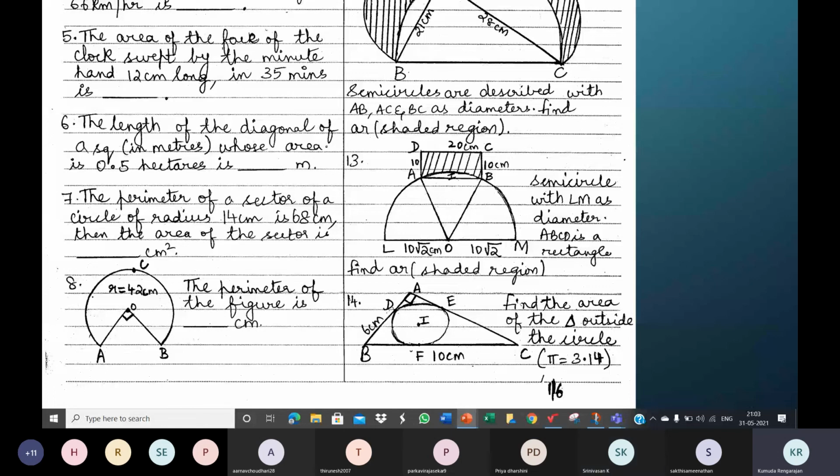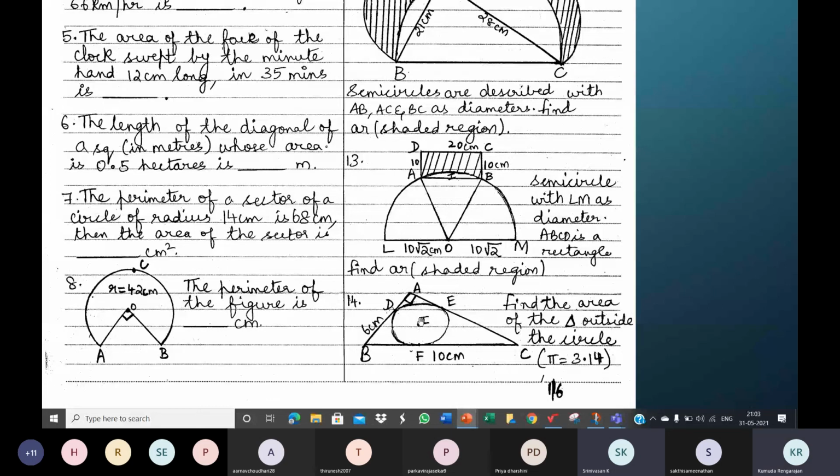You must find AC using Pythagoras theorem. You can see the right angle marked here. So you should find AC using Pythagoras theorem, which is 8. So half into 6 into 8 will give us the area of the big triangle. Area of big triangle is 24 centimeter squared. Area of 3 smaller triangles: half into 6 into R plus half into 8 into R.